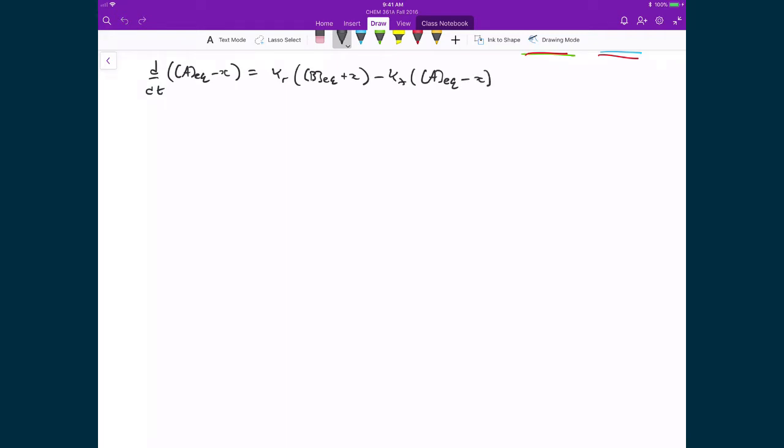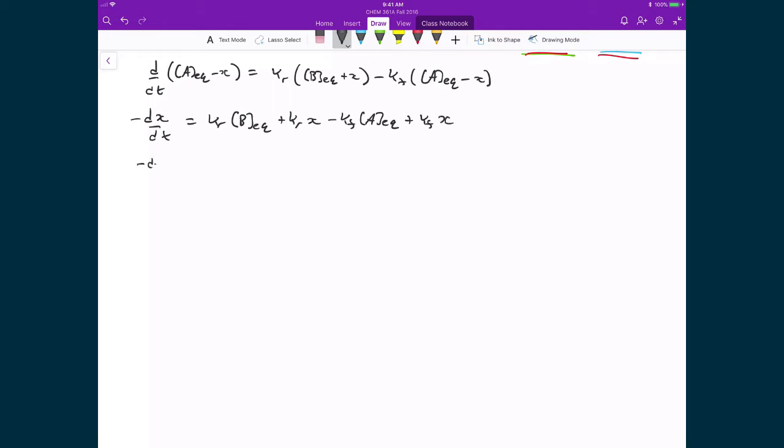For here, I'm just going to apply my differential on the left-hand side and distribute out terms on the right-hand side. So d by dt applied to the equilibrium concentration of A, that's a constant, so really I just have dx by dt, and I have to carry through the minus sign. On my right-hand side, I'm going to have kr times the concentration of B at the new equilibrium plus kr times x, minus kf times the concentration of A at the new equilibrium plus kf times x.